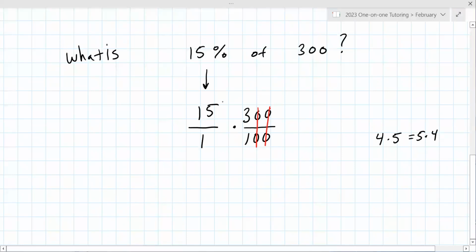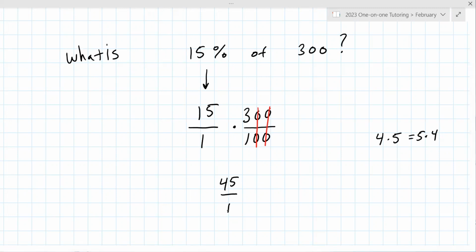And now the 15 times 3, that's 45 over 1. Is that okay? I think so. All right, let's try another one.